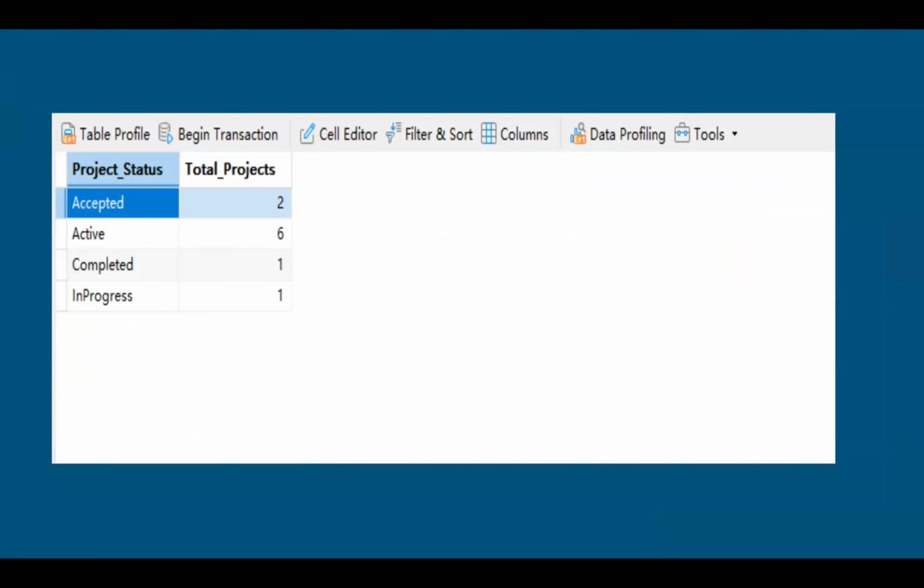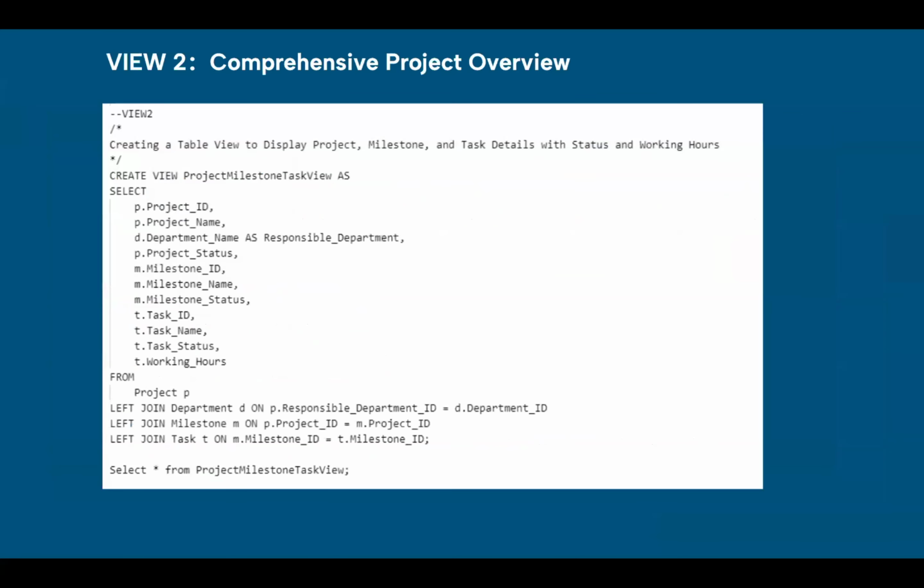And the second view is a comprehensive view of all projects. Next slide, please. It shows all projects, milestones, and associated tasks. It's like an information center for our projects, with the assistance of filters where I can easily get the information.